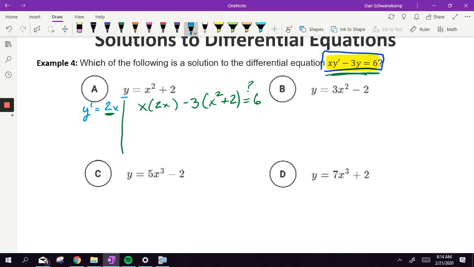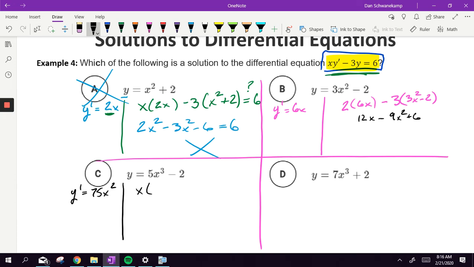So I'm just going to do it. x times 2x, well, that's 2x squared, minus 3x squared, minus 6. Is that 6? No, that's garbage. Don't pick A. Kind of makes sense how we're doing it. It's not anything fancy. It's just do it. Try B, C, and D. See if you can find an answer.